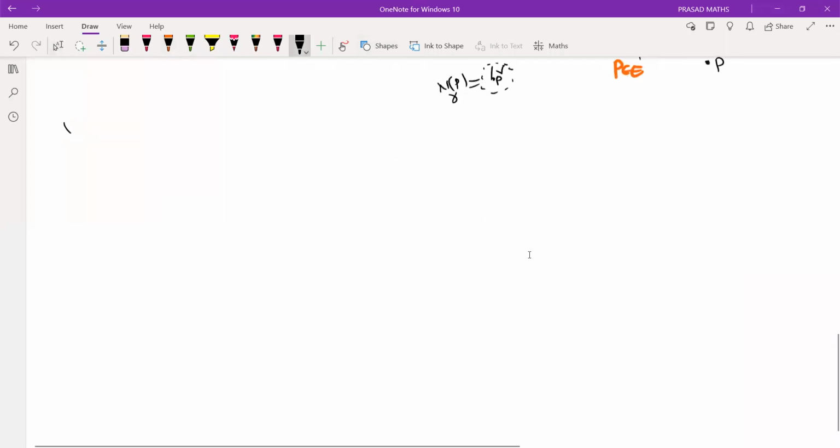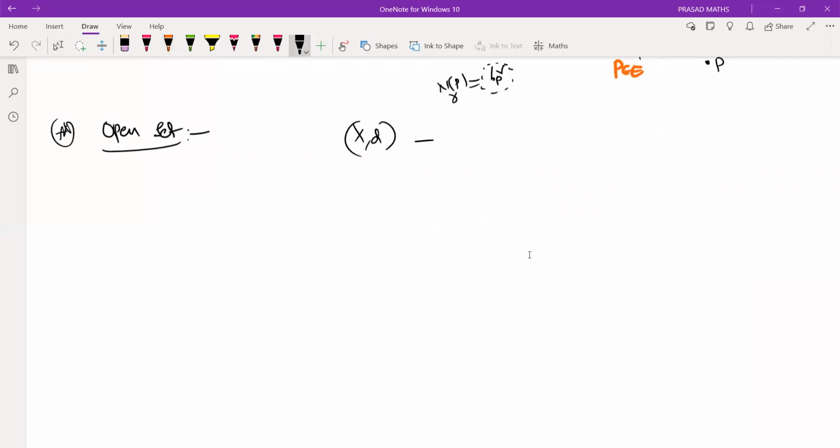Next, open set. Again, you start with a metric space. A subset E of X is open if and only if every point of E is an interior point.